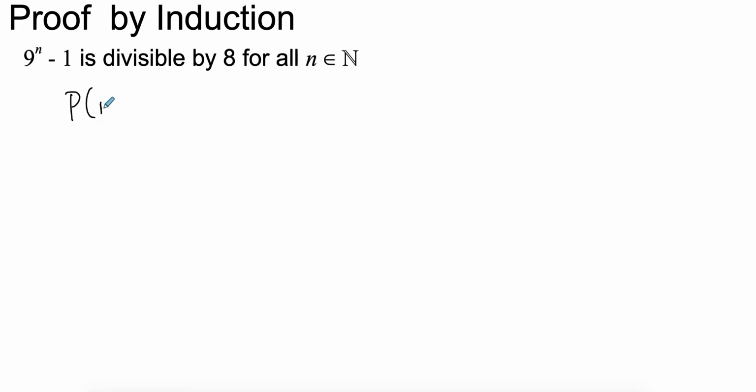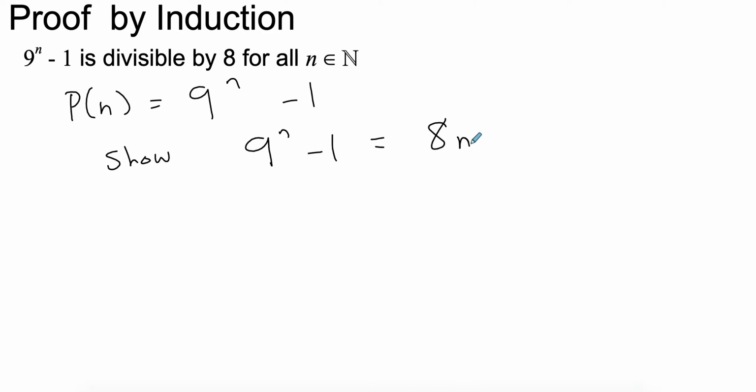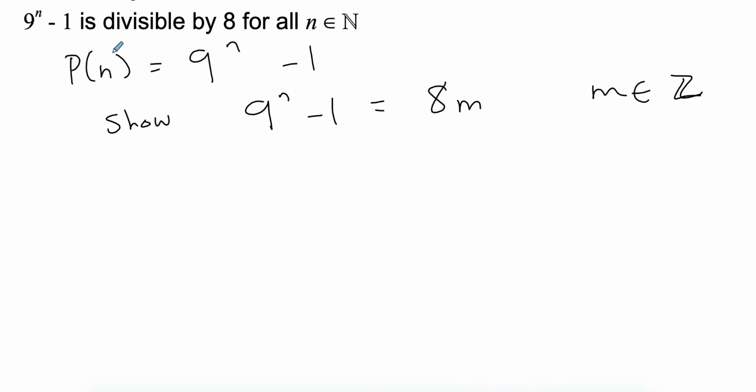So my Pn in this case is 9^n minus 1. And what we want to show is that 9^n minus 1 is divisible by 8, which means that it's equal to 8 times something, or that something is an integer. So whenever you look at divisible by a number, then just rewrite it as such. So you can say we want to show Pn. I'm not going to write it again. We can say that this is what we want to show for an m here.